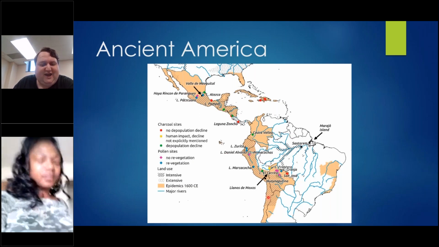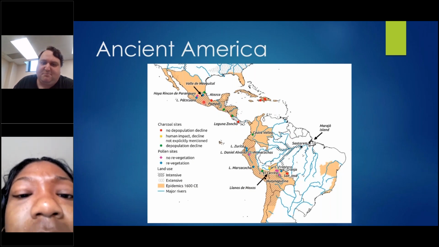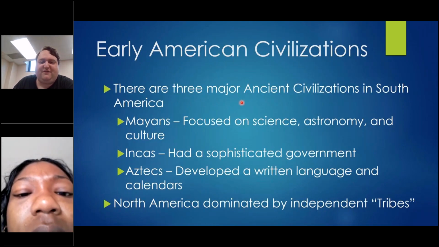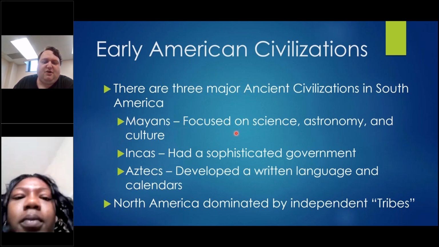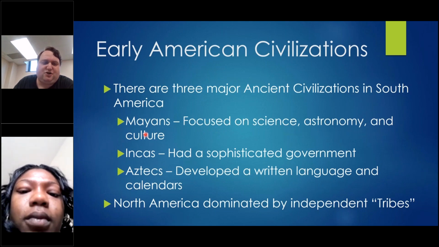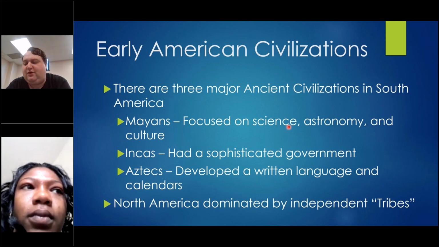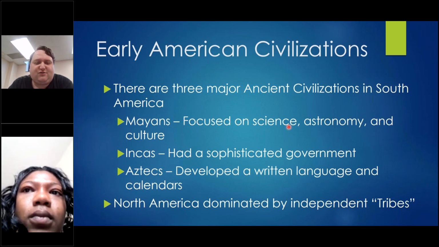So if you look here, I've shaded in the areas that had these larger civilizations back then. And again, it's mostly to the south, not where we live further north. There are three major civilizations in South America before the Europeans come over. The Mayans, who were focused on science, astronomy, and culture. The Mayans really focused a lot on science, actually. So when we look to Native American history, the Mayans had done a lot to figure out how old the Earth was, and calendars and patterns like that. They were very good at that sort of stuff.